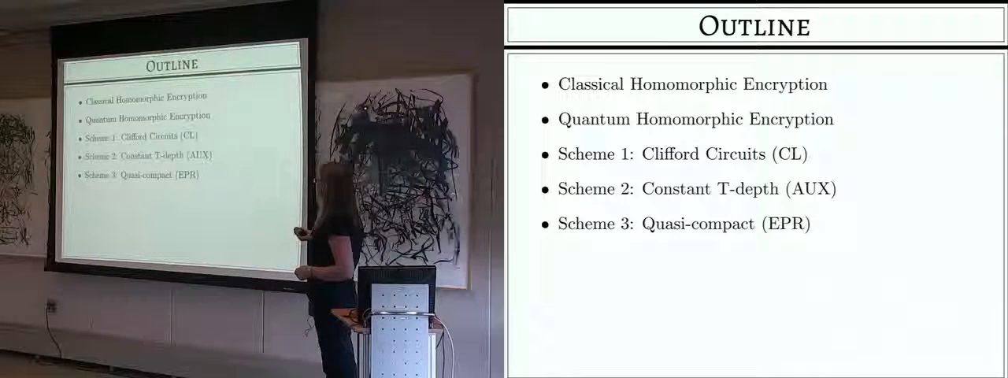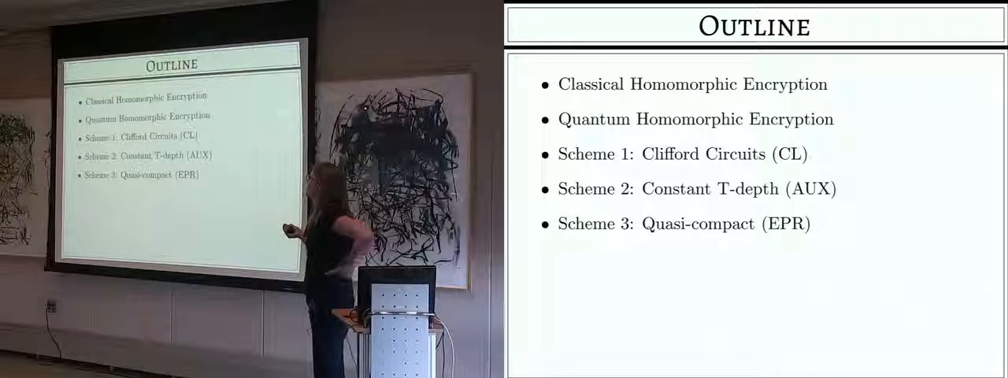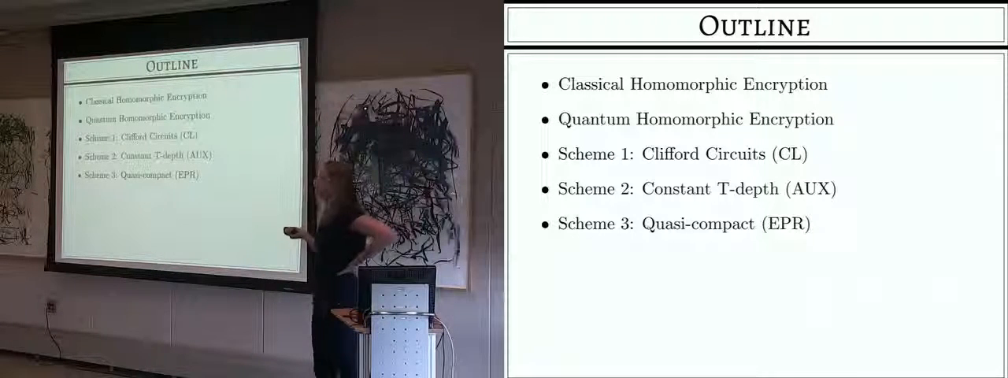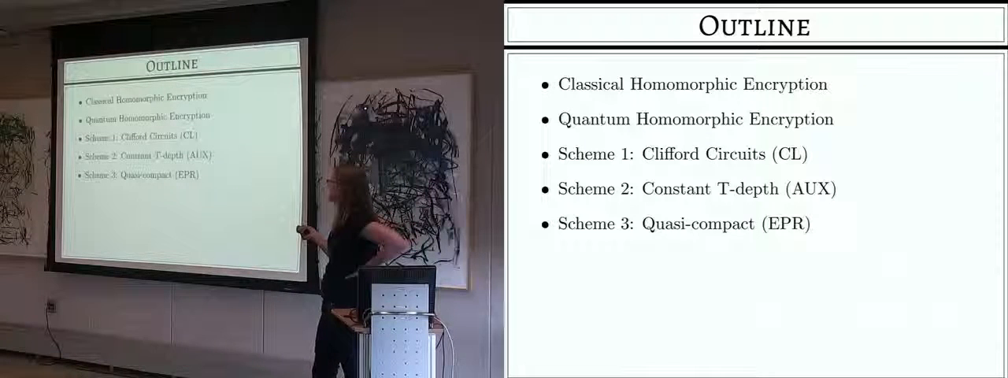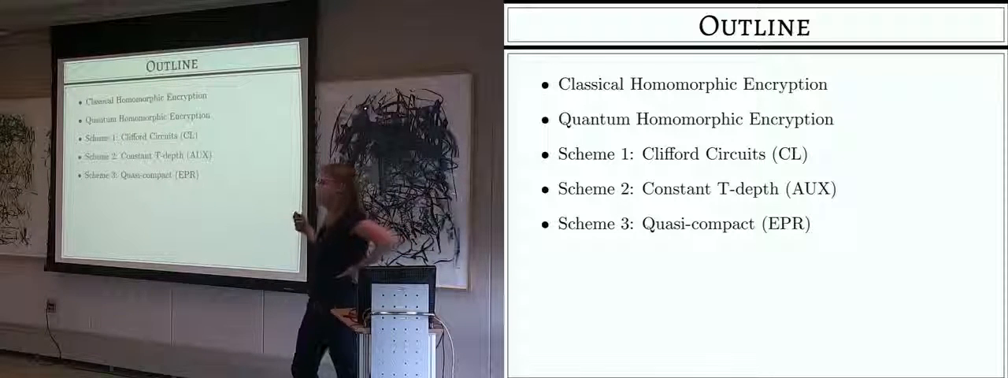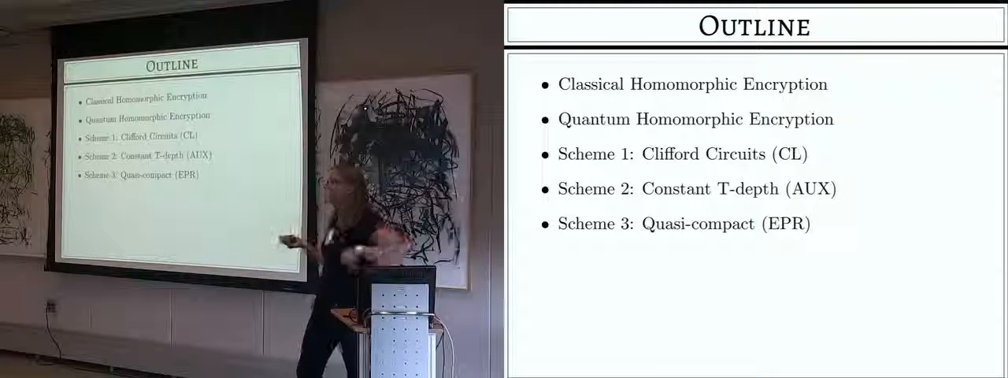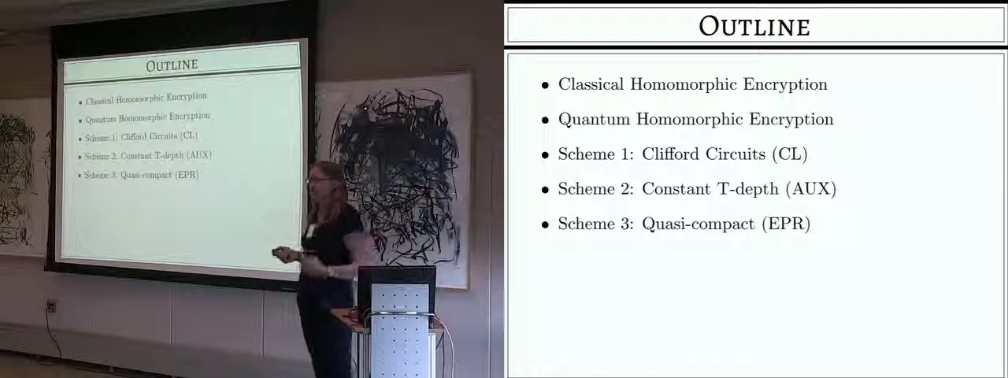So our first scheme, which we call CL, is homomorphic for Clifford circuits. And then we are able to extend this to two other schemes. So the second scheme is an extension of the first, where we can extend to circuits that have Clifford and T gates and are at most constant T depth. And then a different extension of the first scheme gives us our third scheme, which is homomorphic for any quantum circuit, but it fails to achieve another important property called compactness, which I will define shortly.